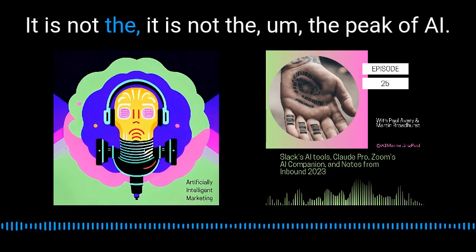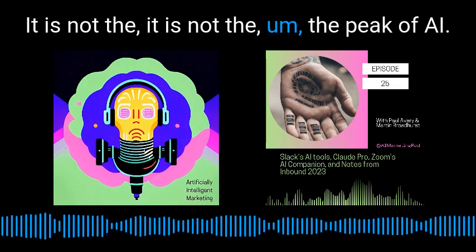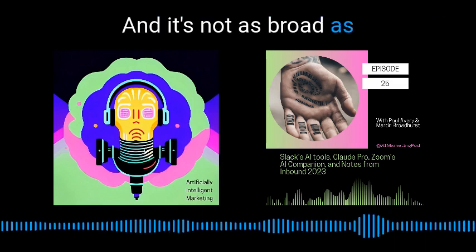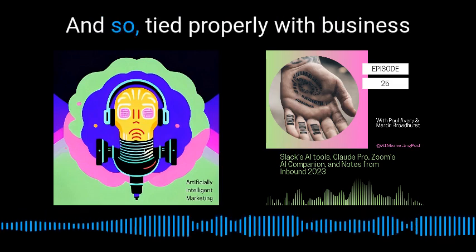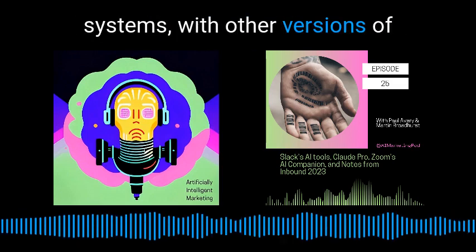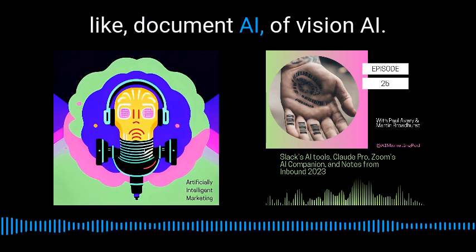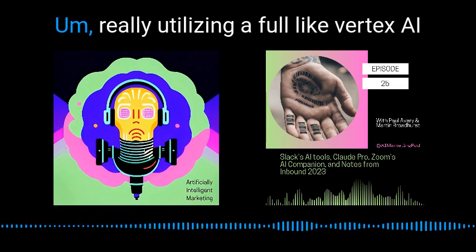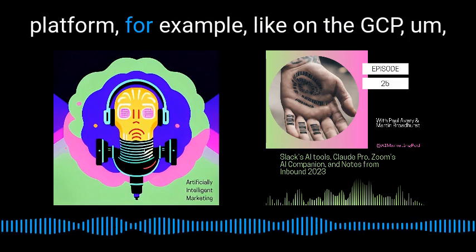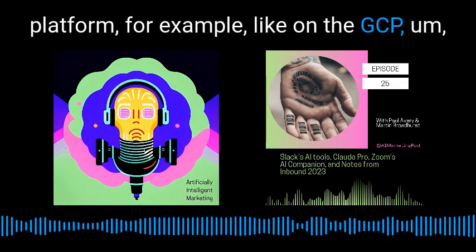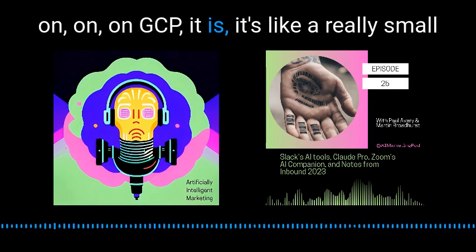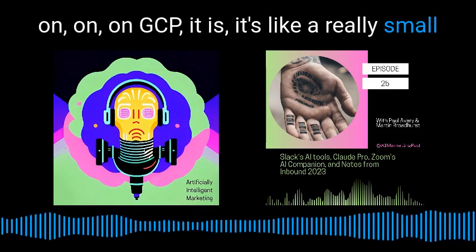It is not the peak of AI, and it's not as broad as people expect it to be. And so tied properly with business systems, with other versions of AI like document AI, vision AI, really utilizing a full Vertex AI platform, for example, on GCP, it's a really small portion.